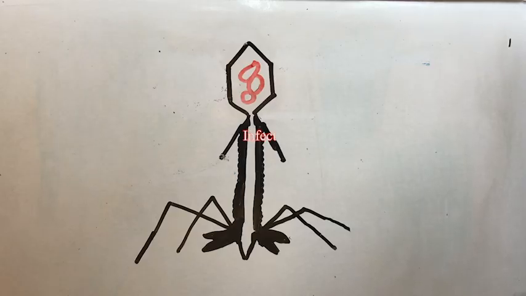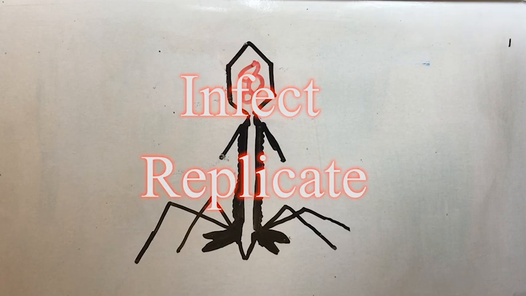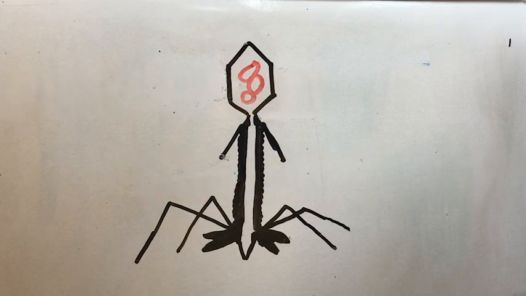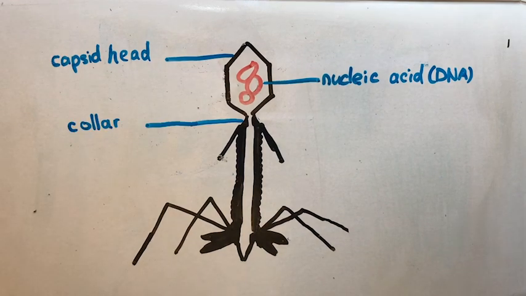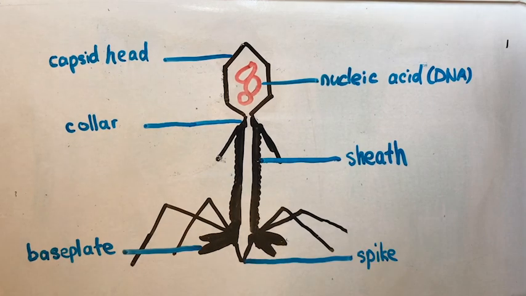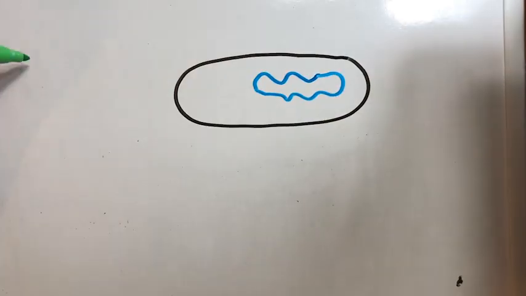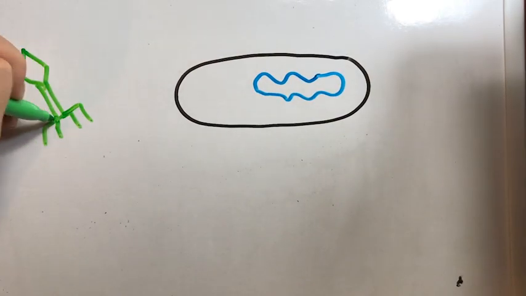Bacteriophages are viruses that infect and replicate within target bacteria. Its typical structure includes the capsid head, nucleic acid, collar, sheath, baseplate, spikes, and tail fibers. Phages generally follow two different cycles, the lysogenic cycle and the lytic cycle.